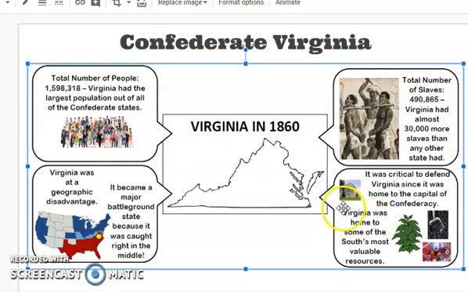Down here in speech bubble number 4, it was critical to defend Virginia since it was home to the capital of the Confederacy. Virginia was home to some of the South's most valuable resources. And we see here a picture of tobacco, we see a picture of coal, and we see a picture of textiles, these are materials. And of course, the textiles and materials come from cotton.